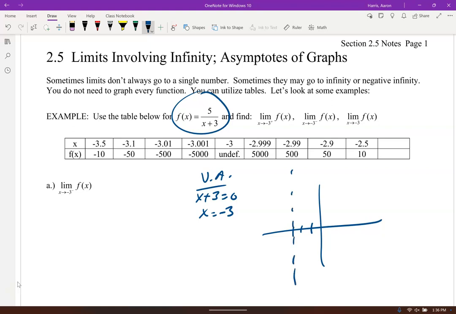Right, and if you plug some points in, like 0, that gives you 5/3, and you could plug in some other points, but the graph looks like this. Plug in like -4, and you get -5, and so on. Anyways, let's do this visually first, and then I'm going to show you that you don't need to graph every function when you're talking about these.